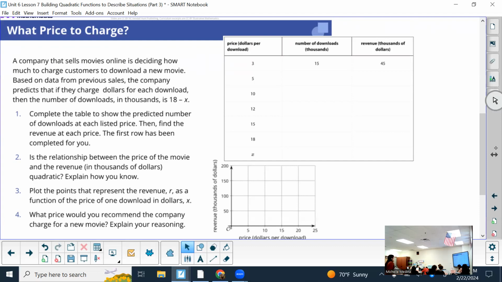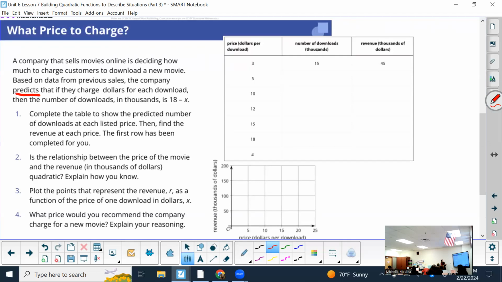You're going to complete the table to show the predicted number of downloads at each listed price, then find the revenue at each listed price. The first row has been completed for you. So that'll be your first task, is complete the table. It gave you some expressions, like the part about where it predicts.